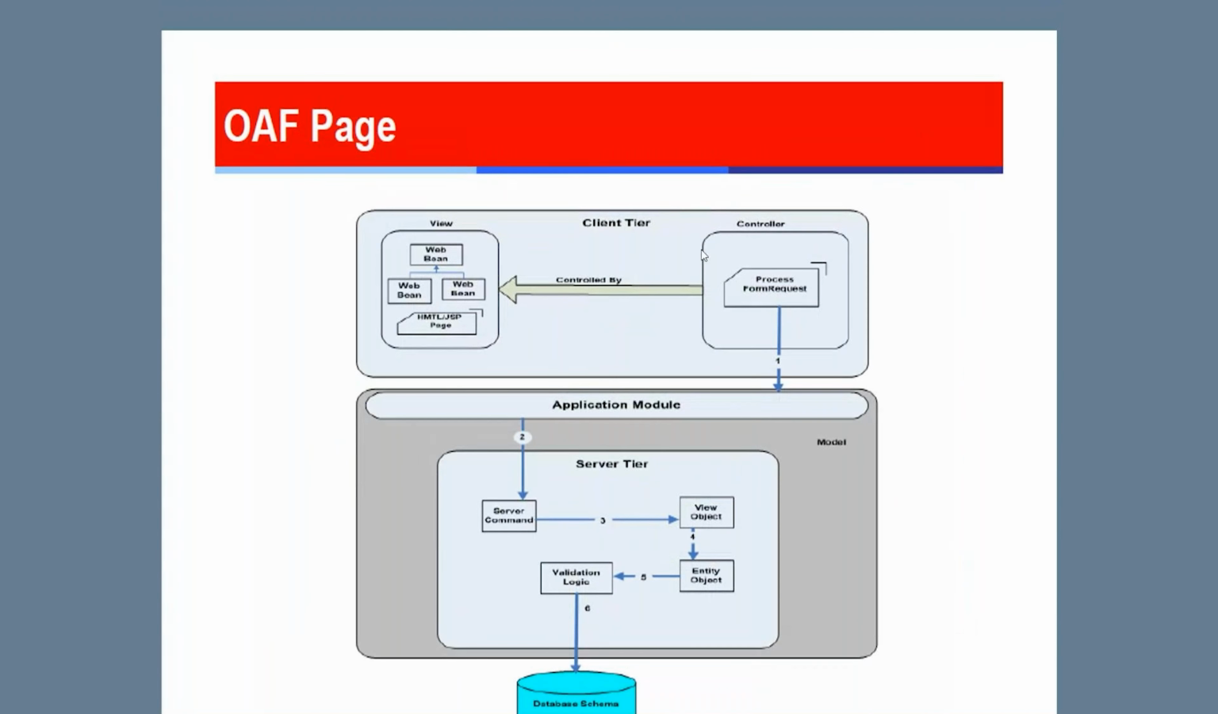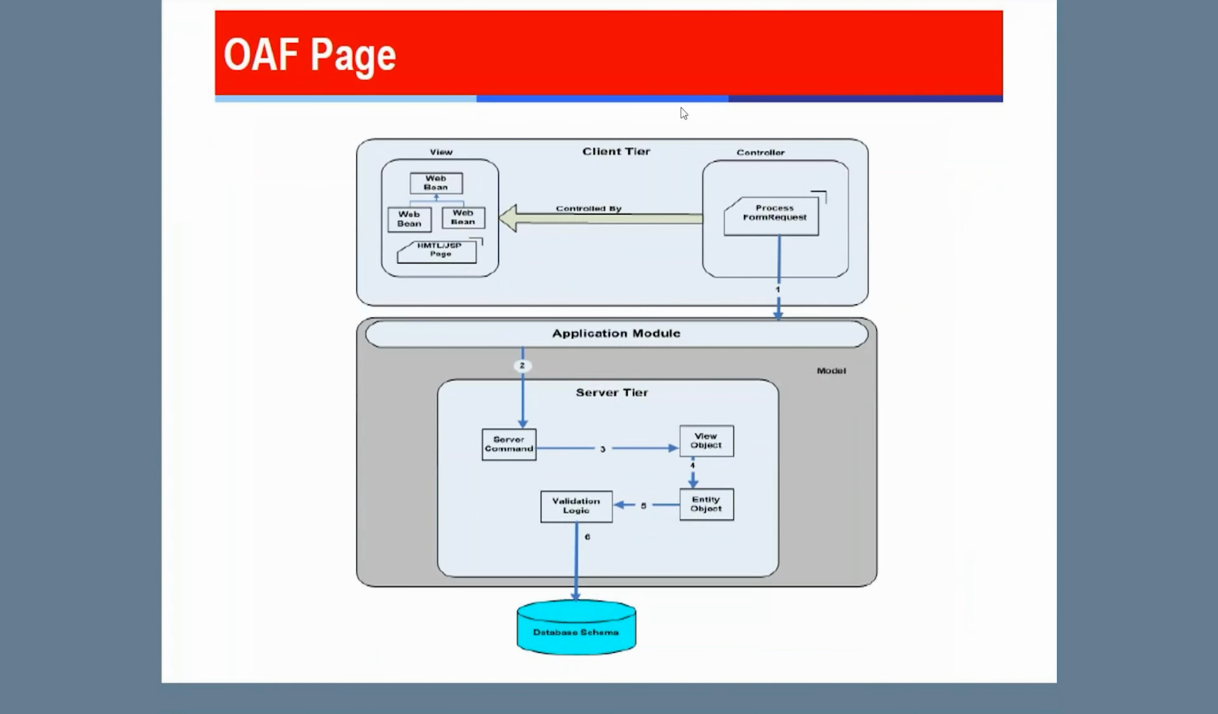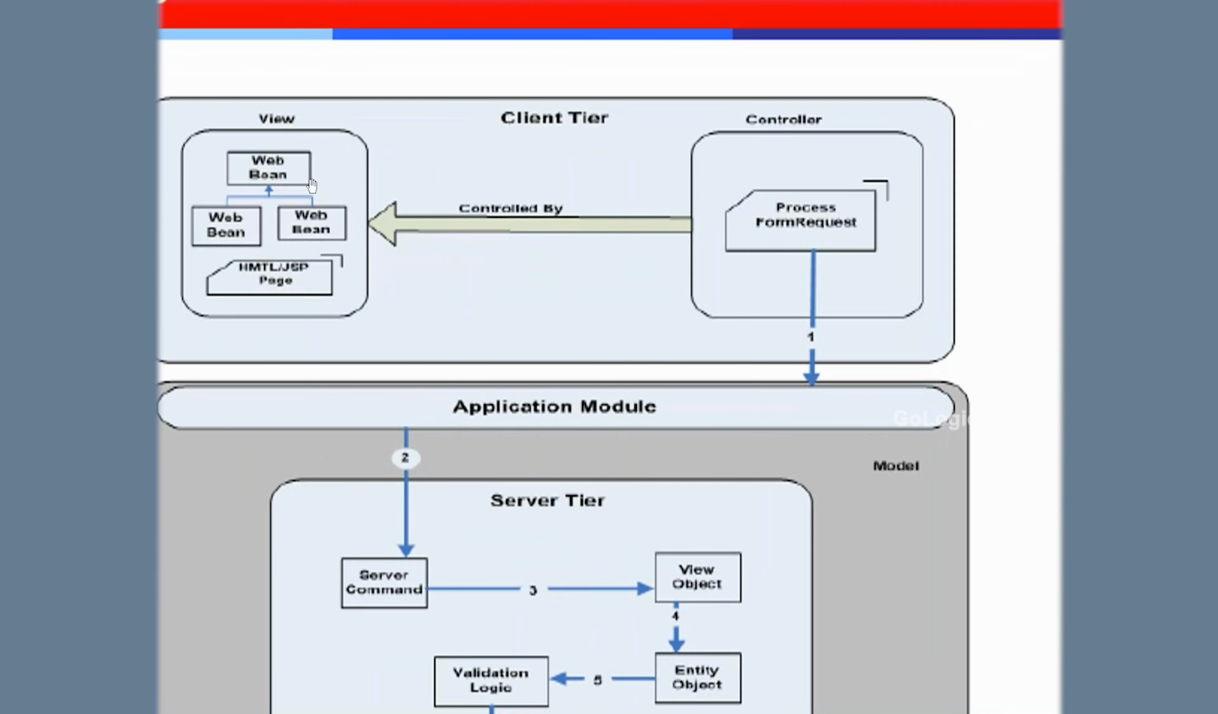It's again a diagrammatic representation of the complete page flow, like how it travels from the client tier to the database and sends back the data. In the first part, the client tier, on the left side there is a view. It's a web bean hierarchy. Bean hierarchy is nothing but a combination of regions and items. Blindly remember this. That's it.